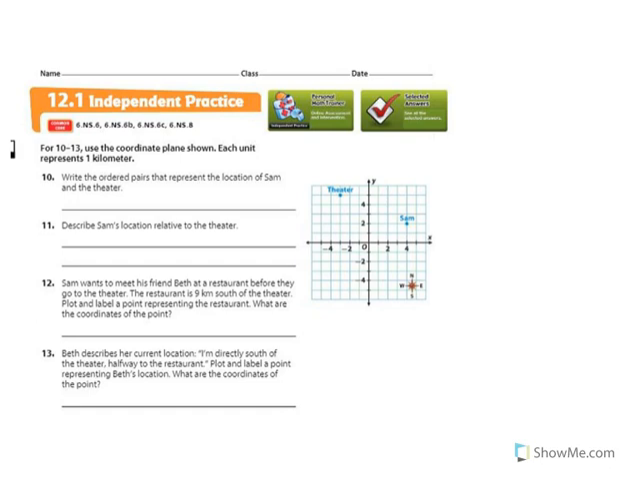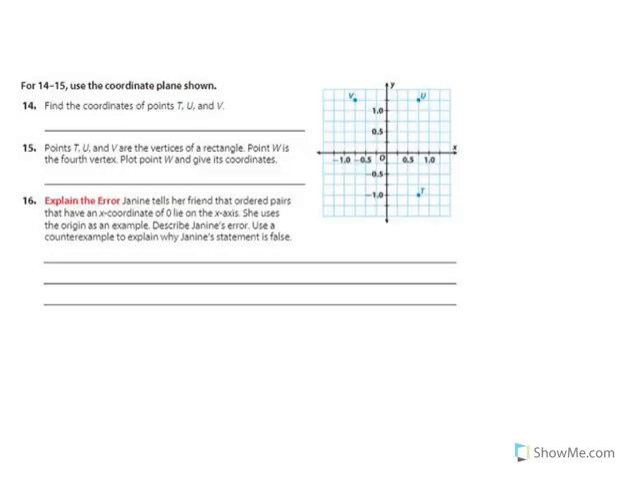All right, so now you guys are going to practice. You're going to use the graph here. Write the ordered pairs that are represented. Use the theater and where Sam is, and they want you to make ordered pairs, and then you're going to answer the questions down below. Pay attention to the directions of the grid where you're going, and on 14 and 15, you're going to use the coordinates to find points T, U, and V. Remember, the coordinates are here.